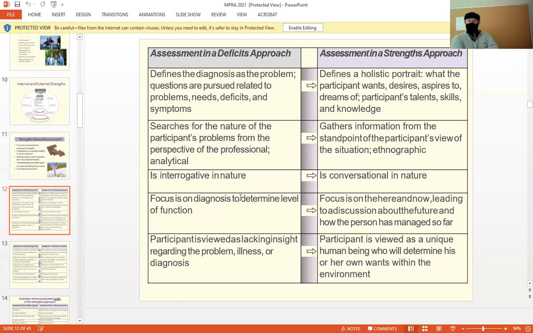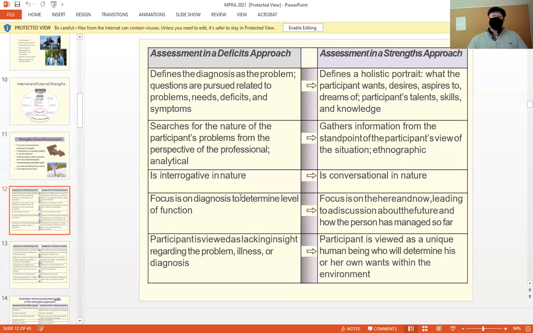In the deficits approach, a lot of times the participant or the client is viewed as lacking insight regarding the problem, illness, or diagnosis. Believe me, they know what's going on with them. If they have a diagnosis, they know what's happening. We don't need to educate them on what substance abuse is, if that's what they're here for. I'm sorry, they're going to understand it. So we don't want to make them feel dumb by sitting there preaching to them about something that they are already very well versed at.